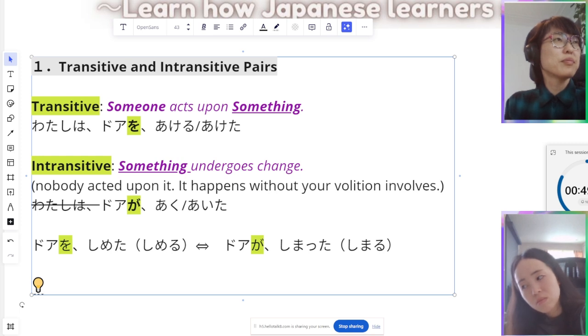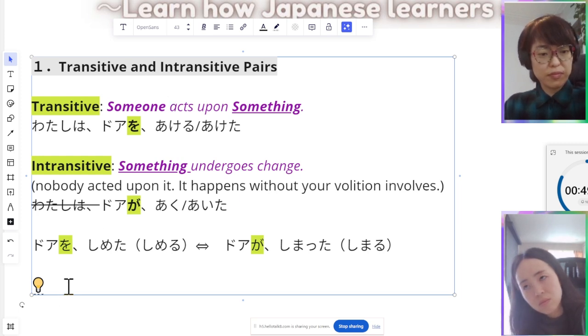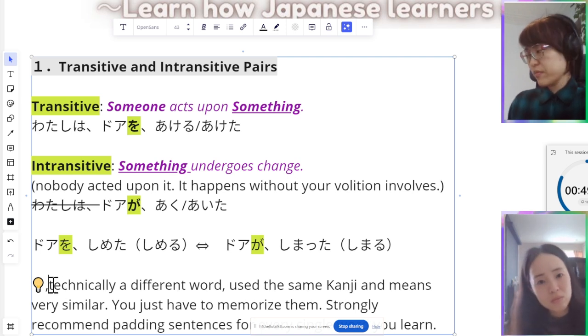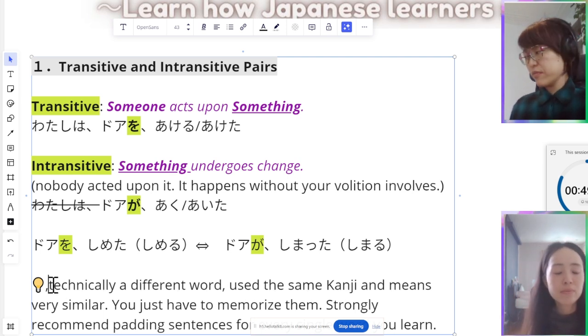And this is one reason why I strongly recommend having sentences for every single word that you learn. So if you have an Anki deck that's just words all by themselves.